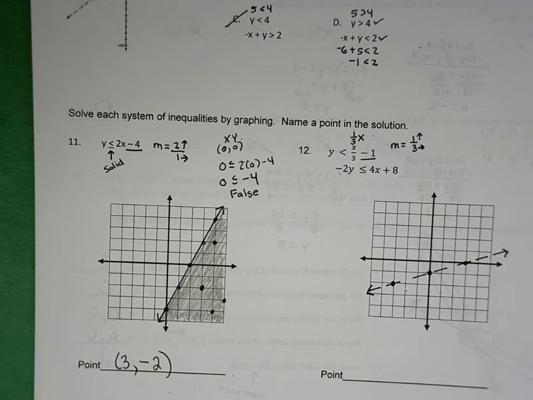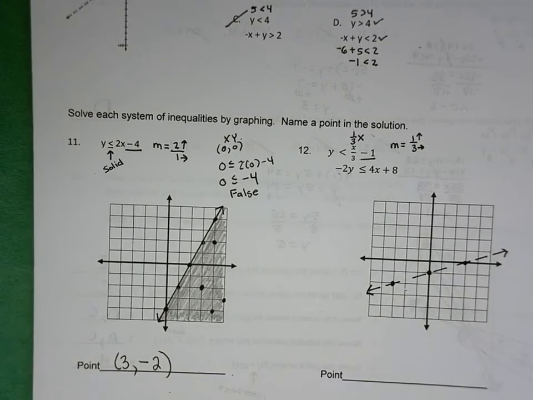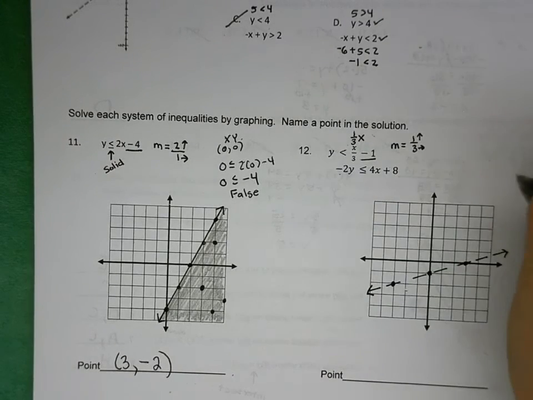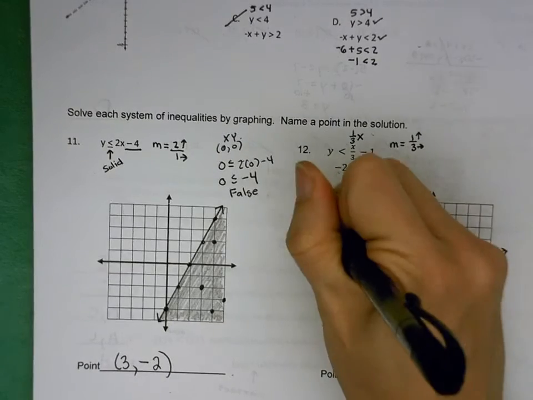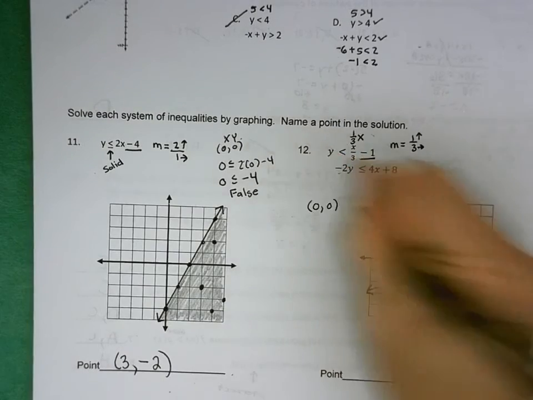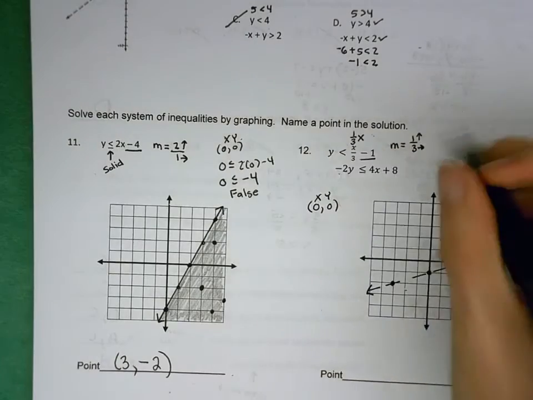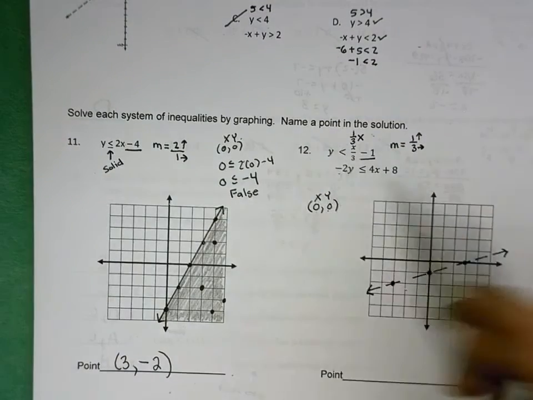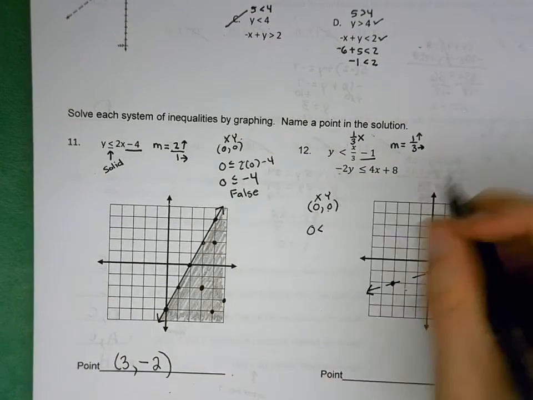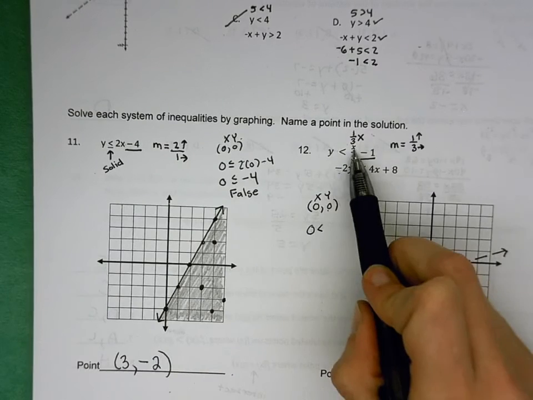Okay, so here we go again. We need to figure out which side of that line to test. I notice 0, 0 is not on my line, so I'm going to go ahead and plug in 0, 0 into my inequality. I'm going to go ahead and do that over here. Here's my x, here's my y. Plug in 0 into my y, and then plug in 0 into my x, and you can plug into either one.